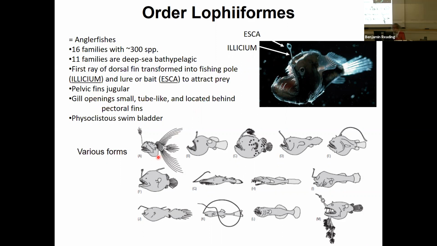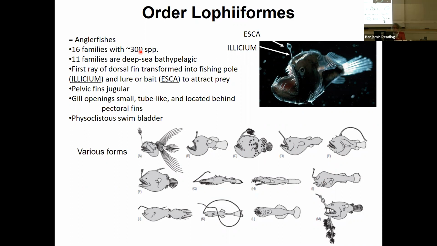Pelvic fins are jugular, and so a lot of times, see here, the pelvic fins are jugular right here, associated then with the pectoral fin. Gill openings are often small, and so sometimes placed far back. Here's the operculum on that one. So oftentimes, in some cases, a regular size operculum, but oftentimes a smaller gill opening.